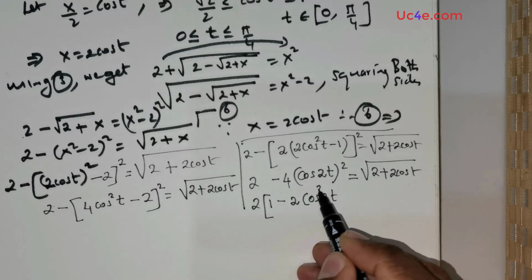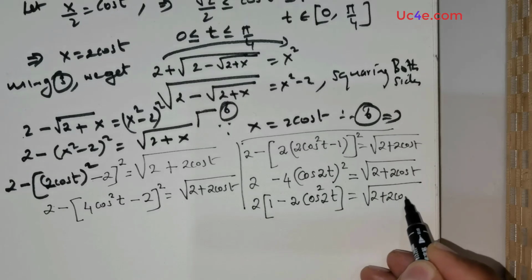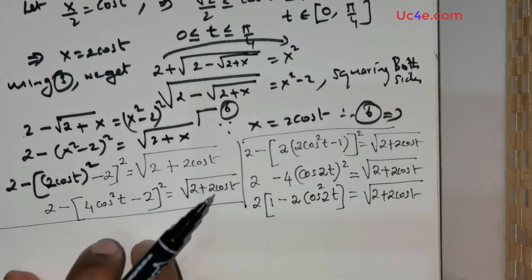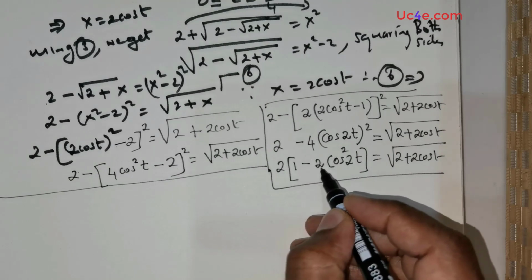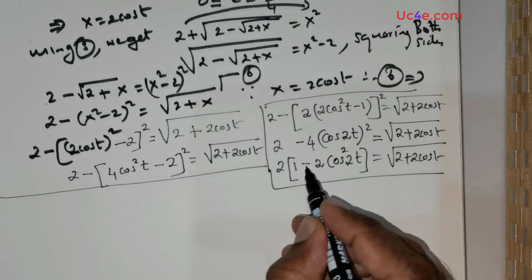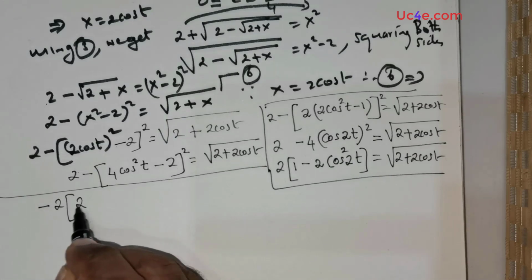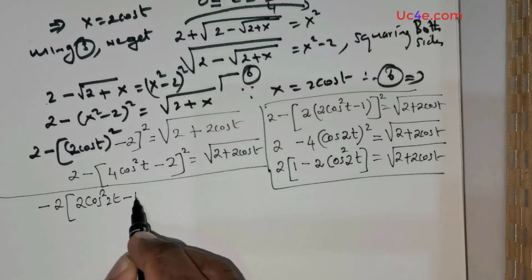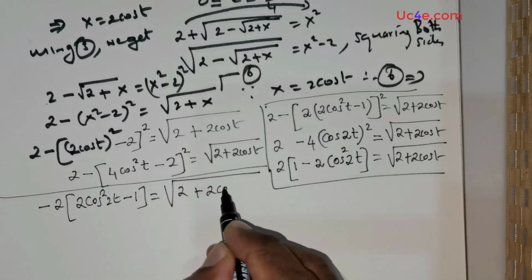There is a square here, so let me place the square there, and this is equal to root of 2 positive 2 times cos t. Now I'm going to use this space over here, so let me bring this down here. Now we know a formula which involves 2 times cos squared t negative 1, but over here there is a negative sign, so take the negative sign out. So I can now rewrite this as negative of 2 times cos squared 2t negative 1, is equal to root of 2 positive 2 times cos t.